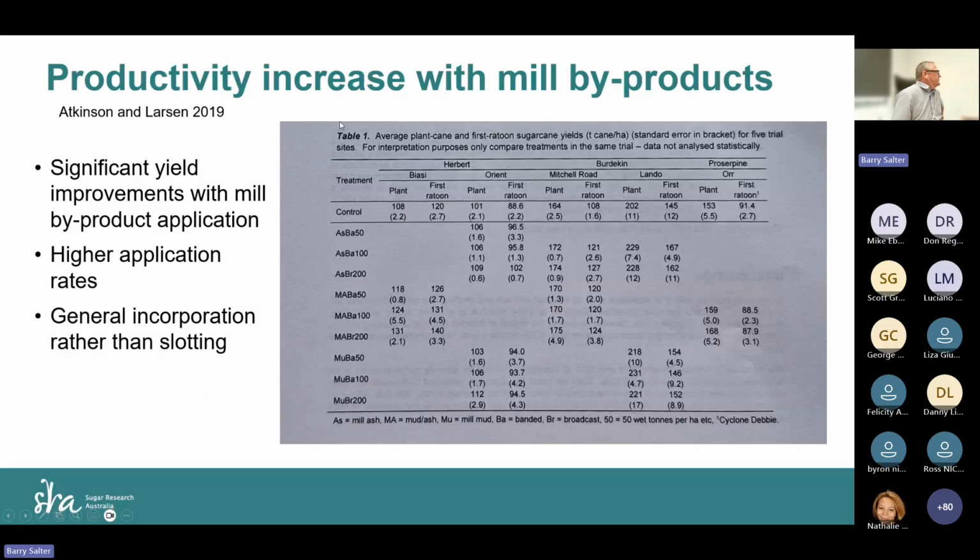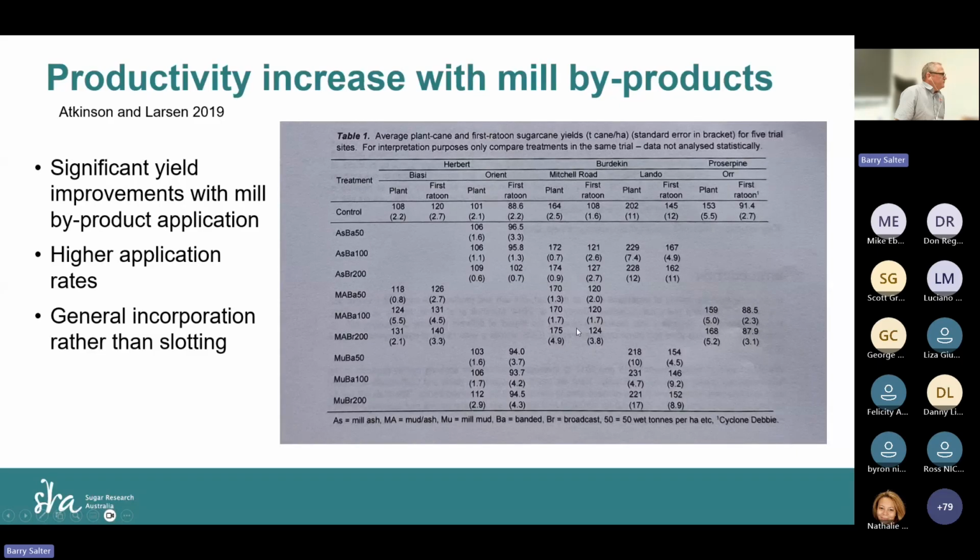And if you look at some of the other work that's happened with mill byproducts, and in particular the work by Atkinson and Larson, published in 2019, they did a number of trials in a few of the Wilmar regions, and again they found significant yield increases from mill byproducts. So in this particular trial, the control was 108 tonnes per hectare, and where they applied mill byproducts, they were getting 124, 131 tonnes. Similar outcome for some of these other trials: 202 tonnes, obviously a Burdekin trial, in the control, and 229, 228 where they applied product.